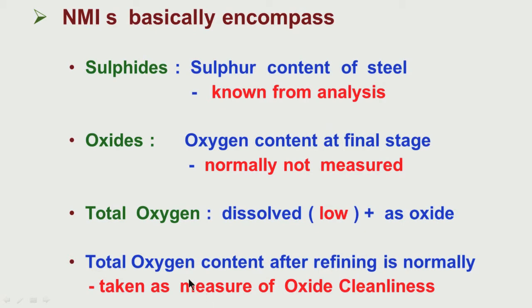So this total oxygen after refining, that means the final stage of refining at the time of casting, if we measure total oxygen, this can be taken as a measure of oxide cleanliness. This is very, very important, and we must remember to measure total oxygen in steel.